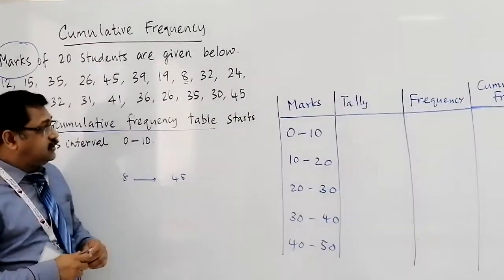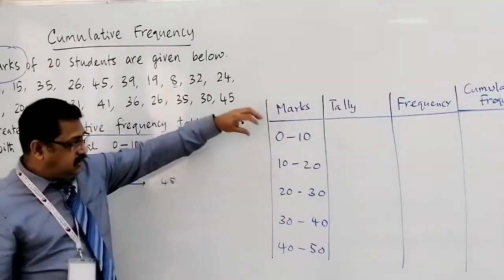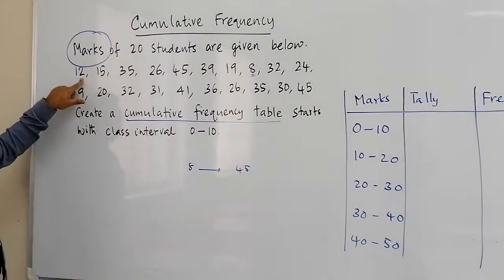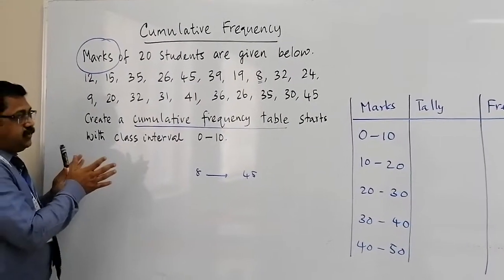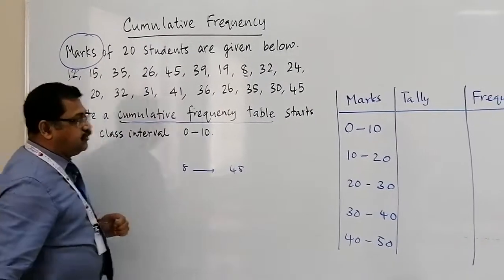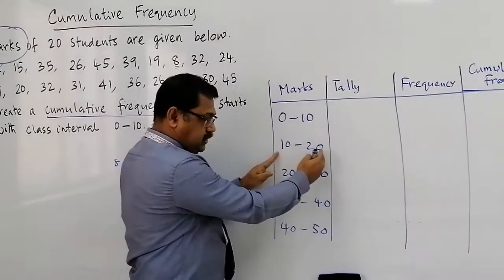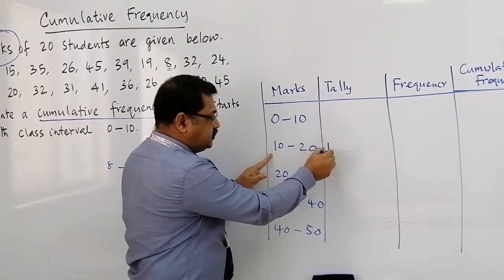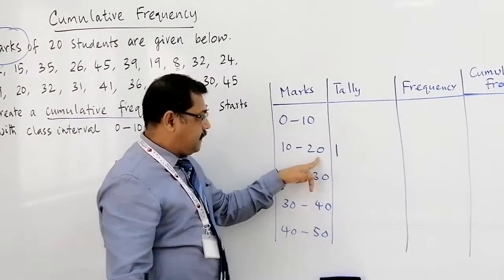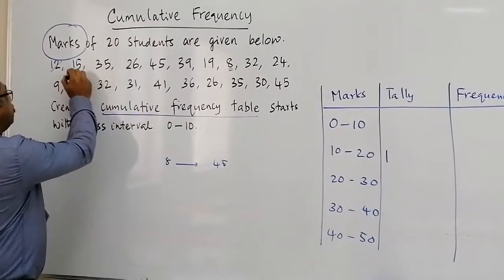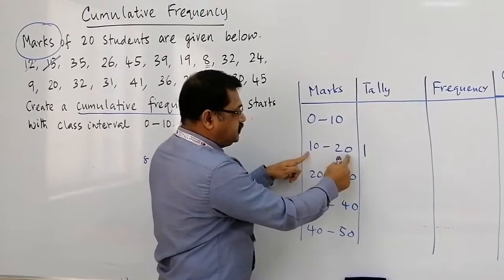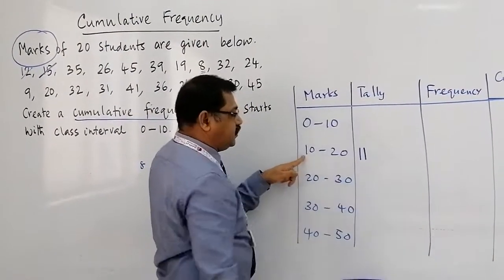Now look at the frequency. How many data fall in each class? Let's see the first data, 12. This is the way we make the tally marks. 12 falls between 10 and 20, so the first tally mark goes here. This says there is one data between 10 and 20. Now the second data is 15. It also falls in the same interval, 10 to 20, so we draw the second tally here.